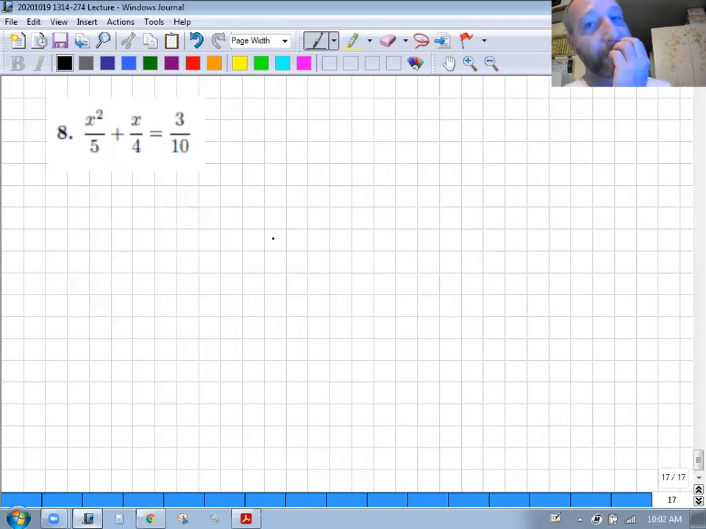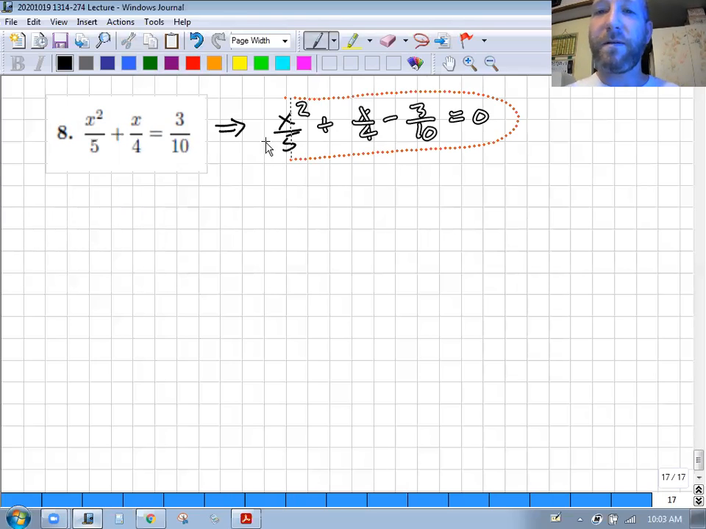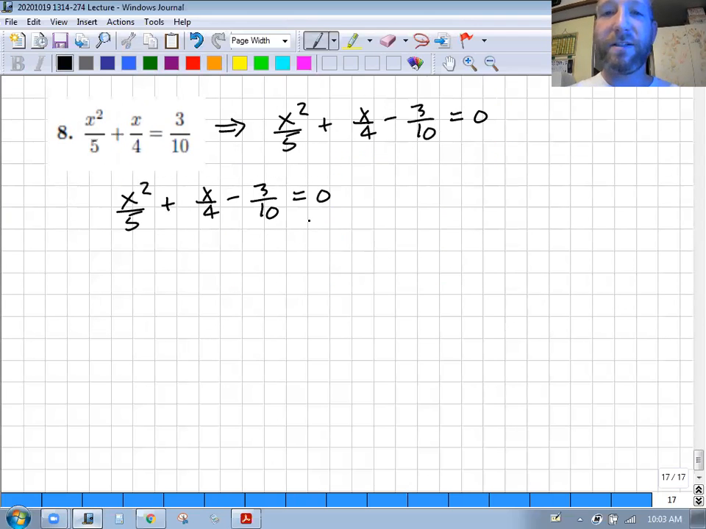All right, look at this ugly guy with all these fractions. I bet we can get rid of these fractions. First, let's put it into a standard form, subtracting 3/10 from both sides. Now, to get rid of all these fractions, let's just multiply both sides by a 10.